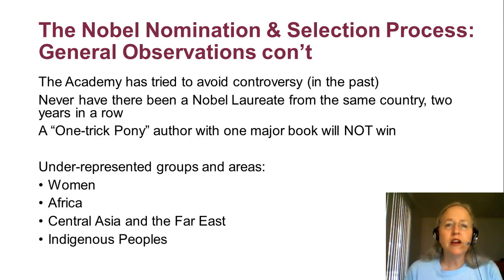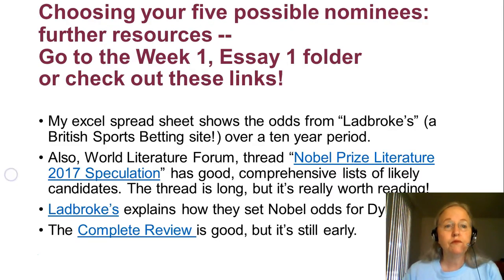And finally, another area of significant omission is indigenous peoples. So from Australia, the name of the Aboriginal writer Les Murray is often floated. He's likely been nominated. And then again, there are indigenous peoples in the Americas who would be strong contenders for the Nobel. Think about those.